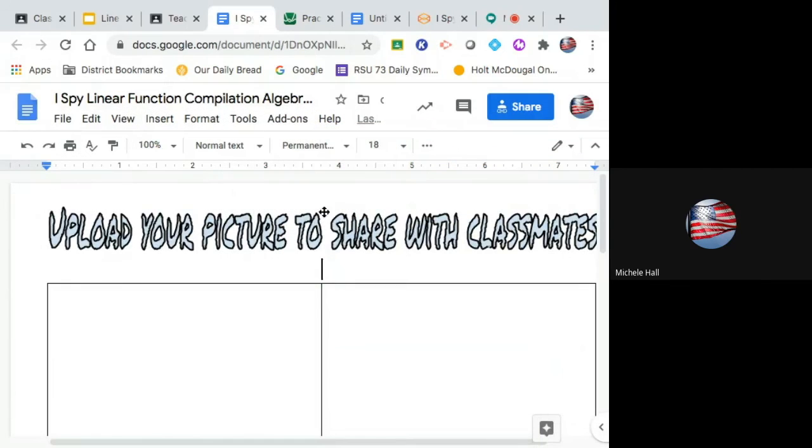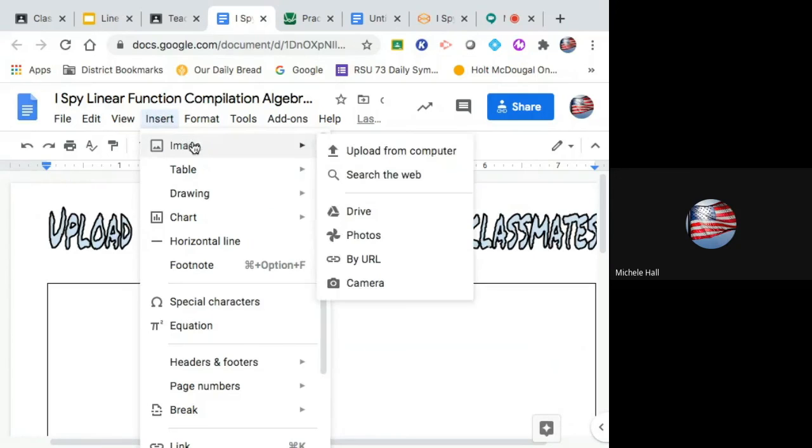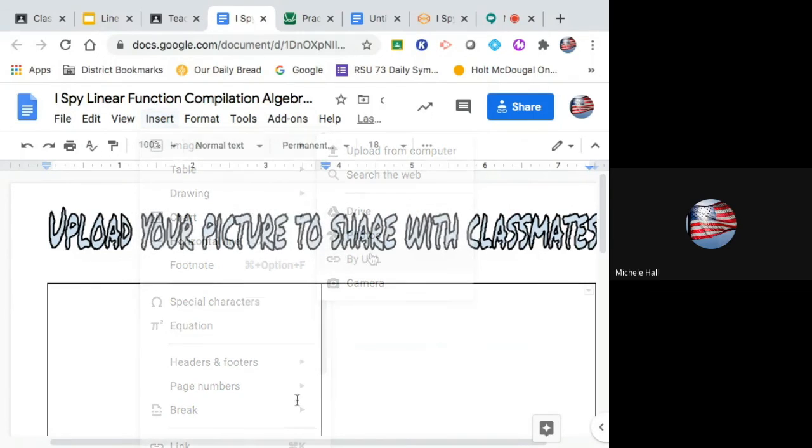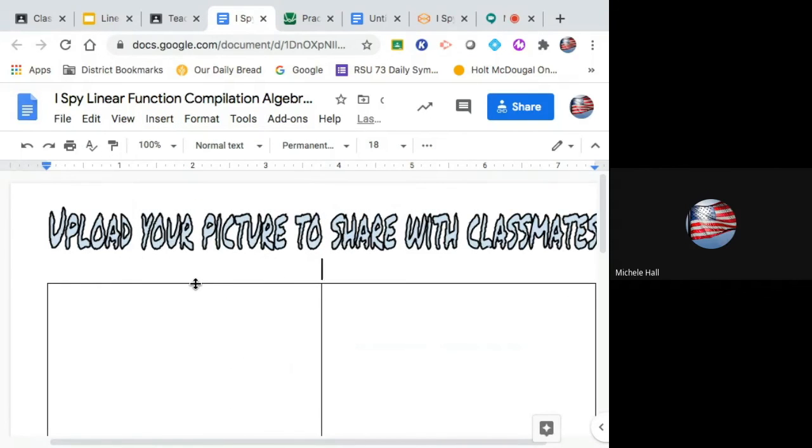Links, let's see, where do you guys find them? Insert. You want to insert on your document. That is how I would insert my image. I'd be uploading that from my computer or from my drive. For you guys, it's most likely your drive that you'd be importing an image. So all you have to do is Control V and hit enter.